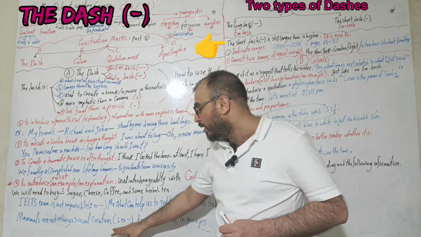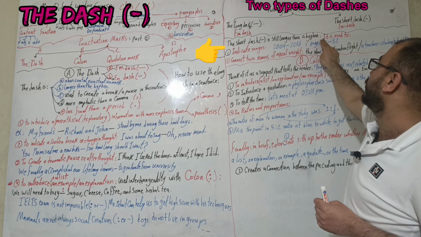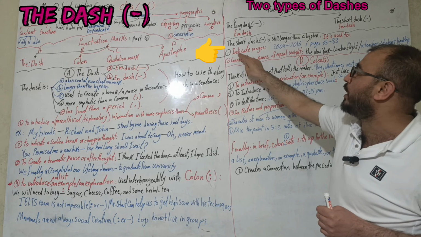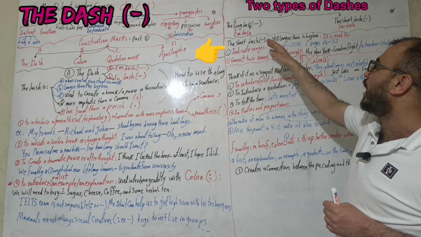And my friends, we still have the short dash, which is called the EN dash, and it has only two uses. Again, my friends, I would like to remind you that it is shorter than the long dash or the EM dash, but still it is longer than the hyphen. And in here, we have two uses for it. The first one is to indicate ranges, like in the example, I lived in Canada from 2004 till 2016, or we give it for pages 65 to 83.